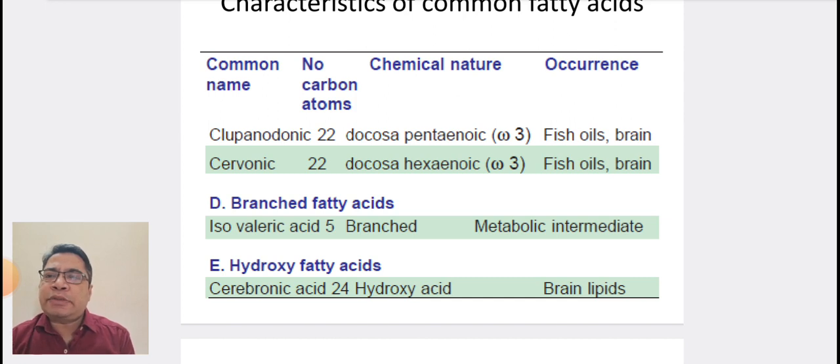Next, coming to branched chain fatty acids. Isovaleric acid. Number of carbon atoms is 5, and its chemical nature is branched chain, and occurrence is a metabolic intermediate. Coming to hydroxy fatty acids. Cerebronic acid. Number of carbon atoms is 24, and chemical nature is a hydroxy acid, and occurrence is in brain lipids.